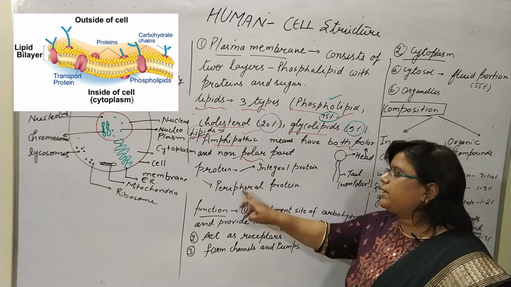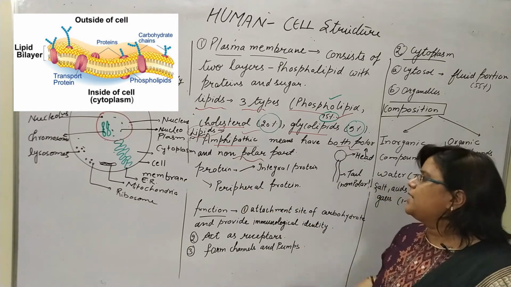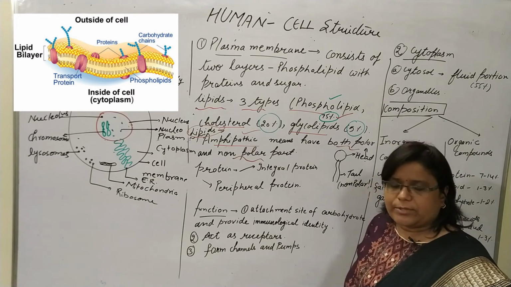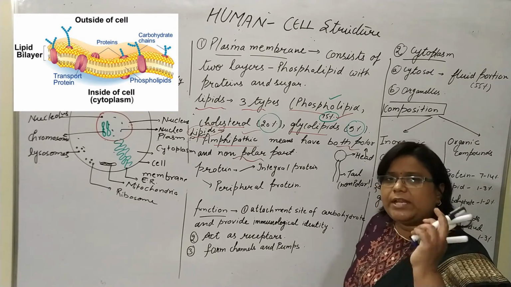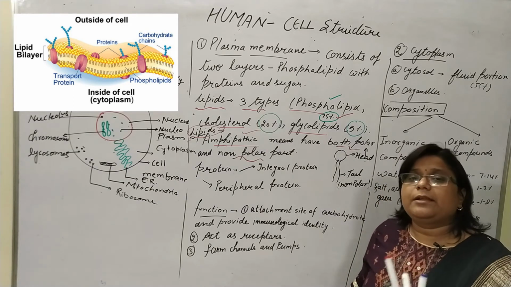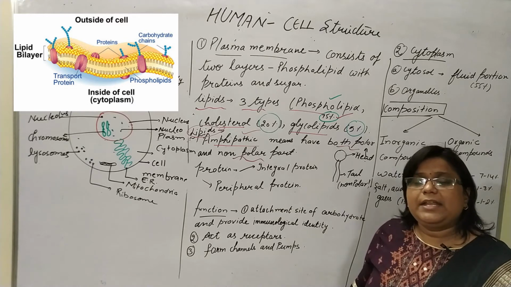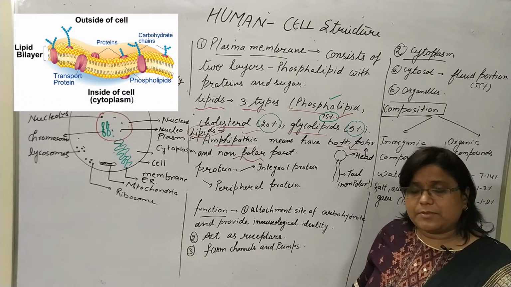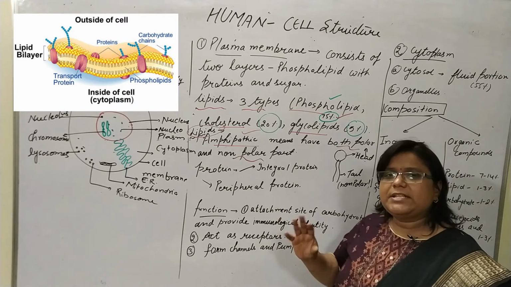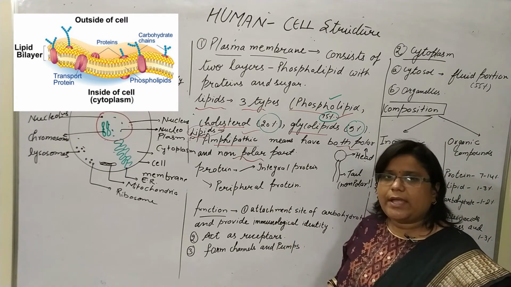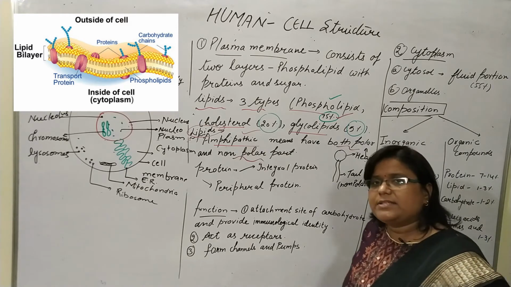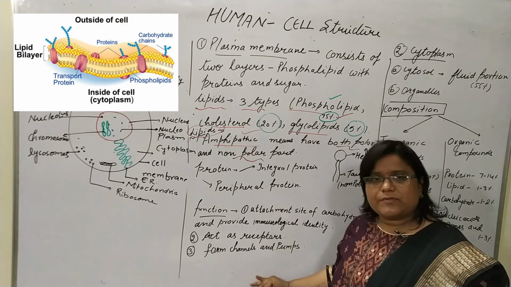So here two types of protein molecules are present. First is the integral and second is the peripheral protein. Integral proteins, as you can see in the diagram, are very much well embedded in the lipid layer of the membrane, but the peripheral proteins are present superficially. Both proteins are very important, because these proteins perform different types of functions.